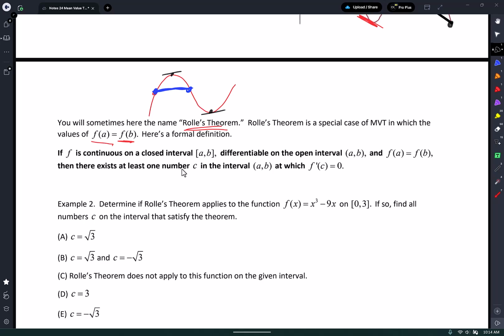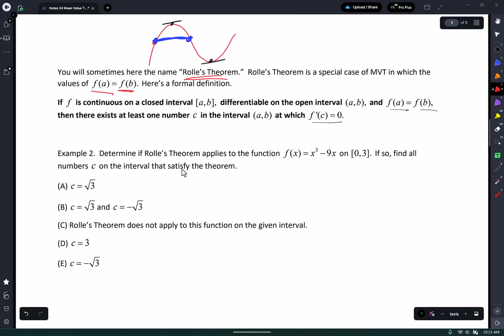The rules still apply. If f is continuous on a closed interval and differentiable on the open interval, and f of a equals f of b, then there exists at least one number on the interval a to b where the derivative is 0. That's all it is. It's just a special case. So check it out, guys. Example 2, determine if Rolle's theorem applies. Well, if Rolle's theorem applies, I need to find f of 0.